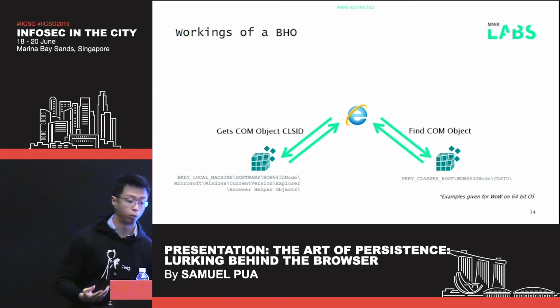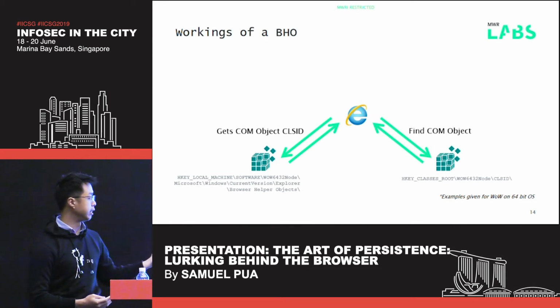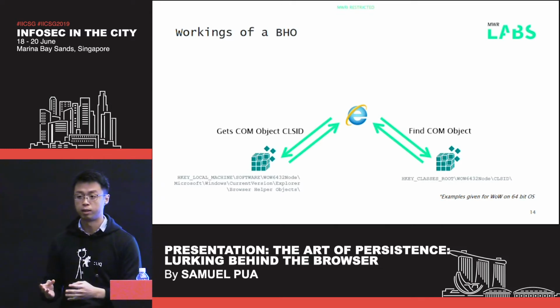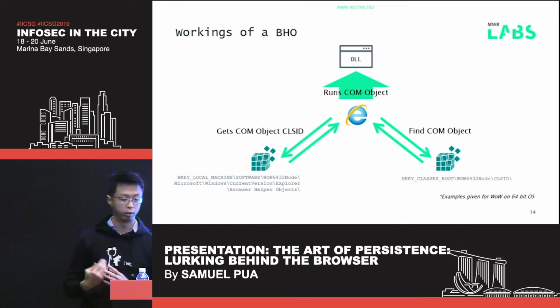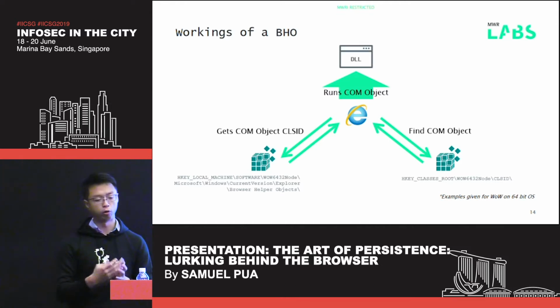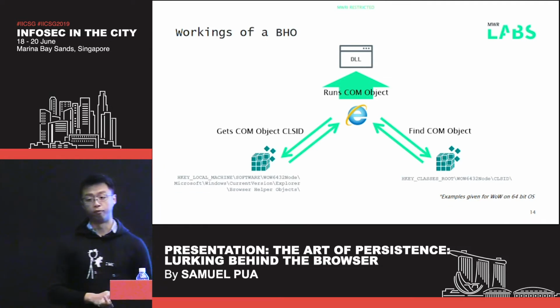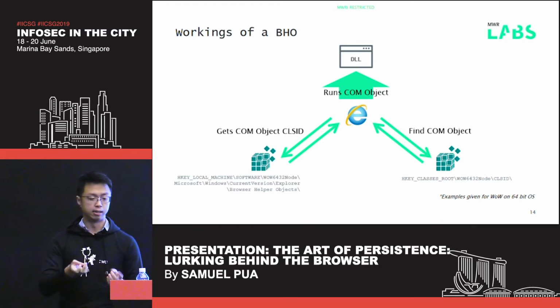Thereafter, Internet Explorer will enumerate the CLSID from the classes root subkey to find a COM object as well as a COM object DLL file, so that it is able to load the DLL, load the library, and run it within the Internet Explorer context. One thing to note here that is very helpful for us is that anything that is done by the BHO will be conducted through Internet Explorer because it loads it as a library.